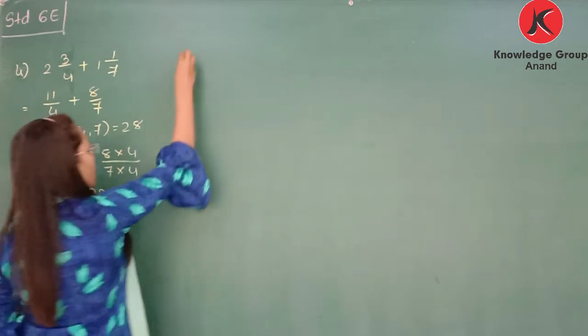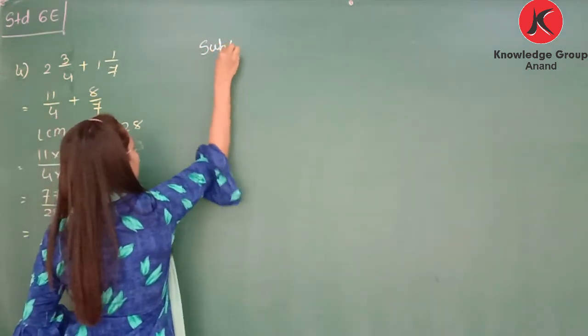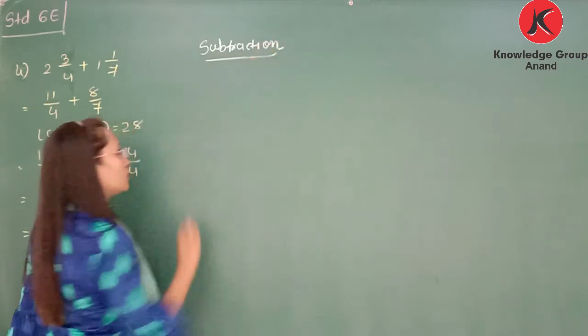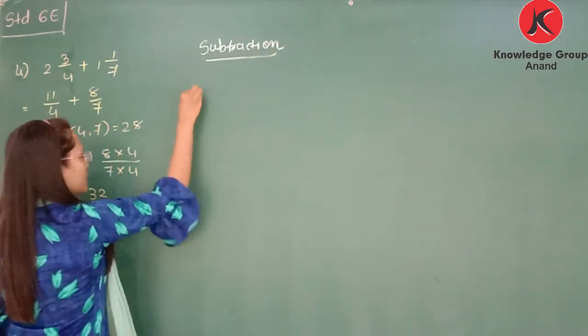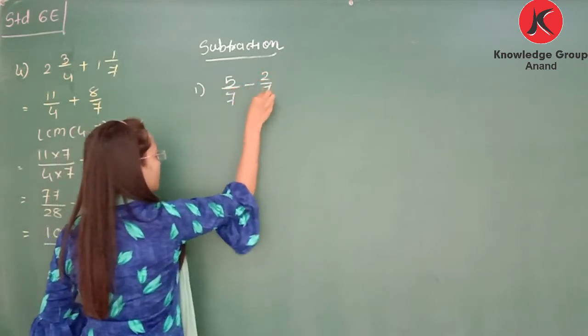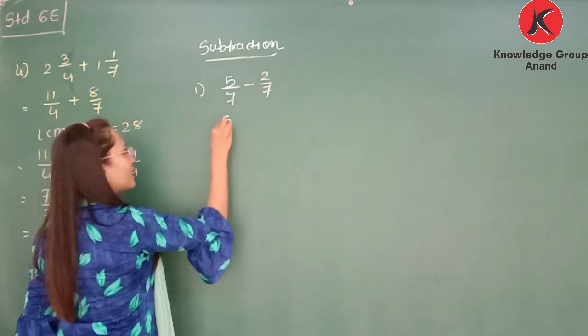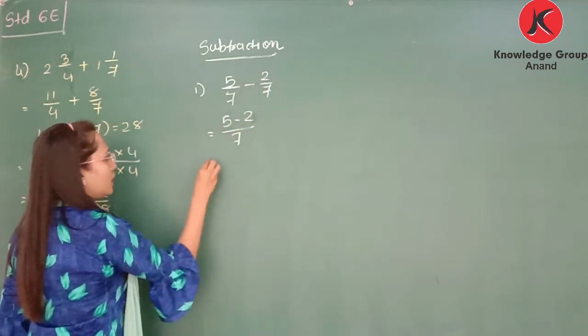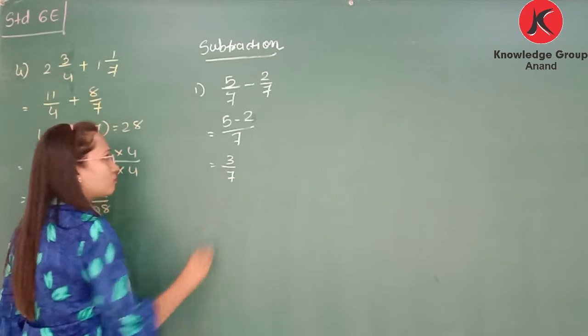After that we learn about subtraction. So in subtraction, if the denominator is same, for example 5 by 7 minus 2 by 7, here you can directly subtract the numerators. 5 minus 2 divided by 7, that is 3 by 7.